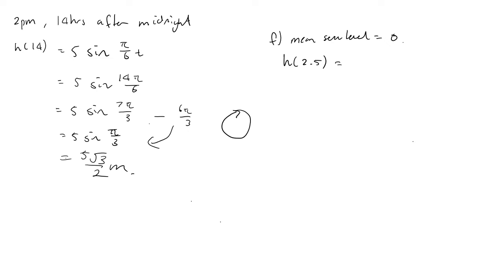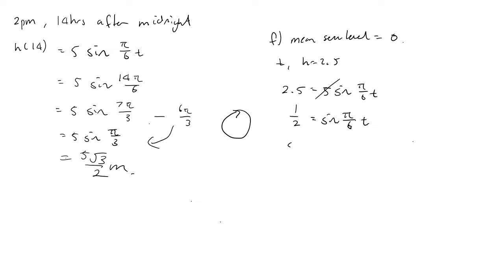Alright, let's do it. So that's 5 sine pi on 6 times 2.5. That's 5 sine. Oh, wait. No, sorry, that's not right. We need to solve for t when h is 2.5. So we do 2.5 equals 5 sine pi on 6t. Divide both sides by 5. Becomes half equals sine pi on 6t.